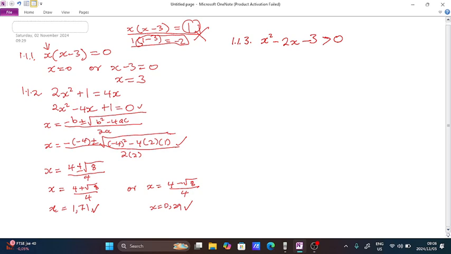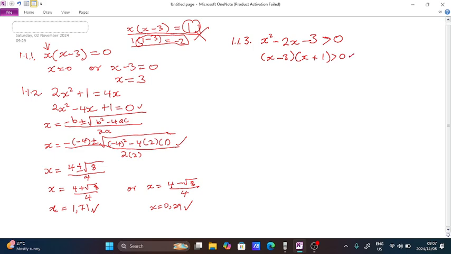But how many marks here? It is 4 marks. So it means you must factorize or use the quadratic formula. I'll factorize here to have (x - 3) and (x + 1). Which one must be negative? The 3 must be negative and this must be positive. Then you must get your tick there for factorizing.